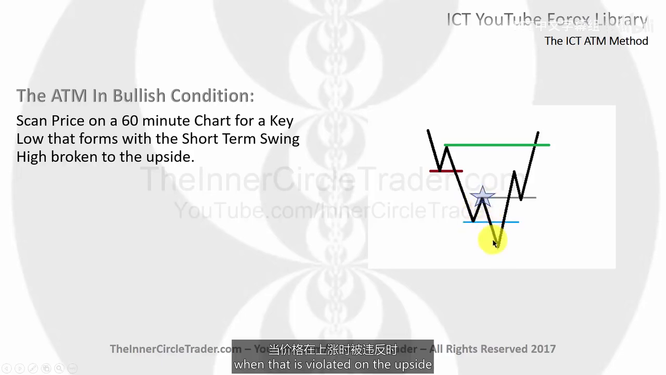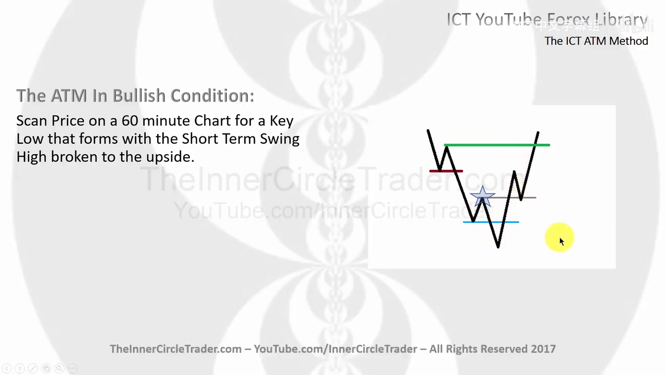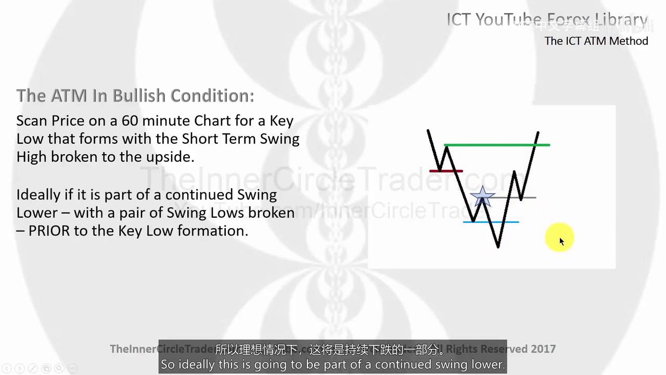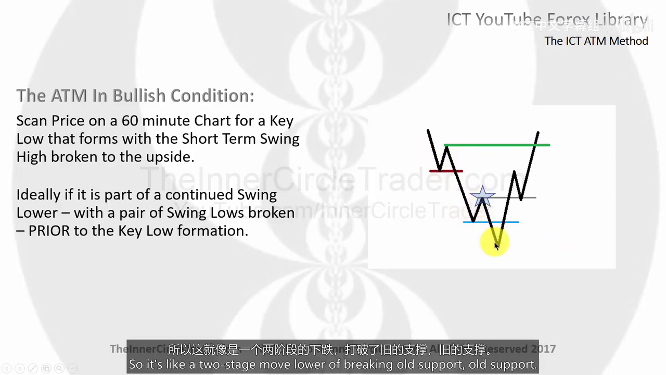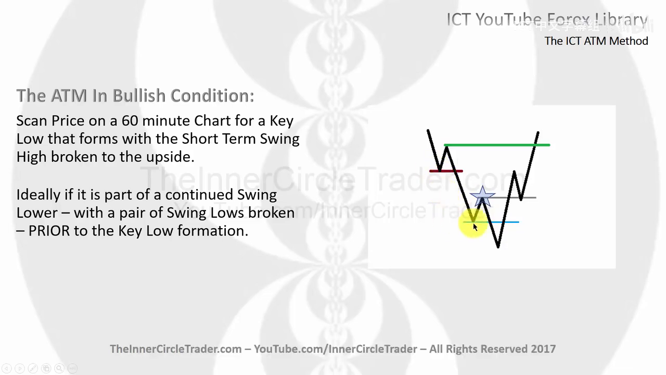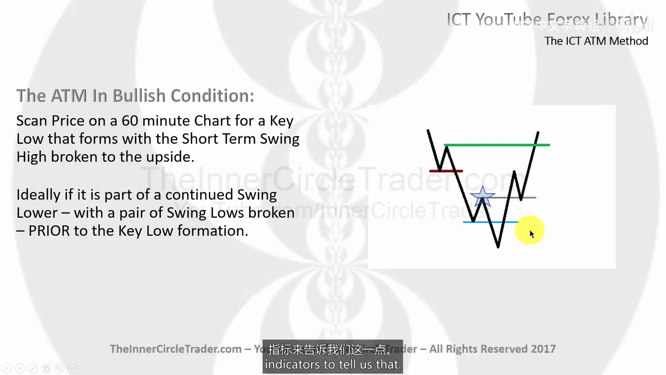Okay. And when that is violated on the upside, when price comes back down to it, that's what we're hunting. So ideally, this is going to be part of a continued swing lower. We have a swing low that's violated here, and then we have a swing low that's violated here. So it's like a two-stage move lower of breaking old support. So now we're really oversold technically without any necessity of needing any indicators to tell us that.